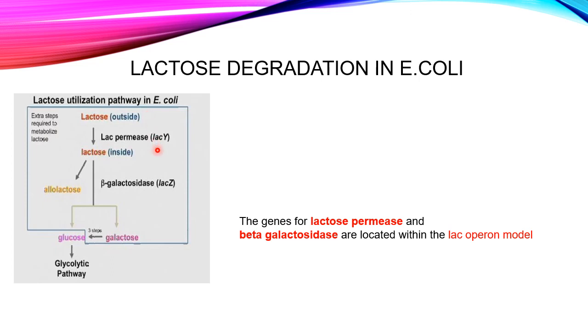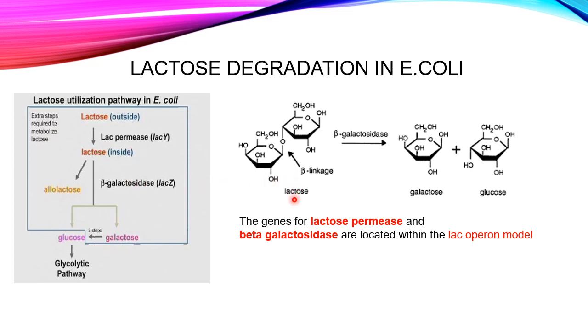Okay, so what is the function of lactose permease? Lactose permease helps in bringing this sugar inside the E. coli cell, and beta galactosidase helps in the breaking up of lactose into galactose and glucose, where the E. coli cell will convert this glucose into galactose and use it in other biochemical pathways.